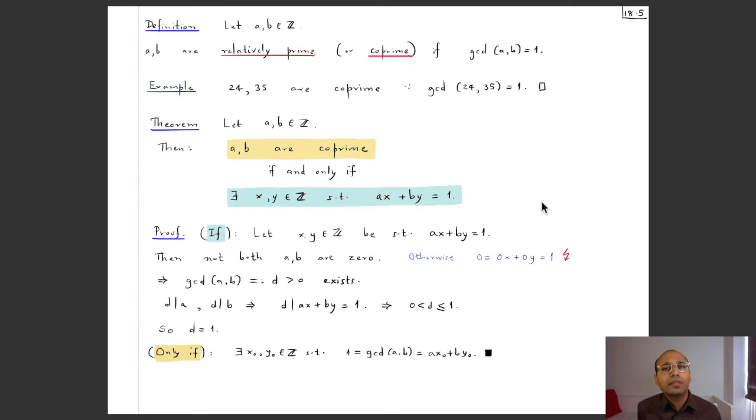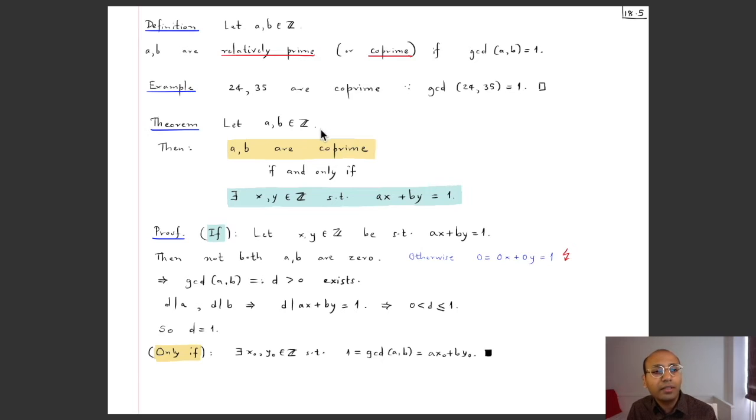Now in the previous example we had two integers whose greatest common divisor was 1, and such integers are said to be relatively prime or coprime. So here is the definition. If a and b are two integers, then we say that they are relatively prime or coprime if their greatest common divisor is equal to 1. So as an example, the previous integers we considered, 24 and 35, are coprime because we have seen that their greatest common divisor is equal to 1.